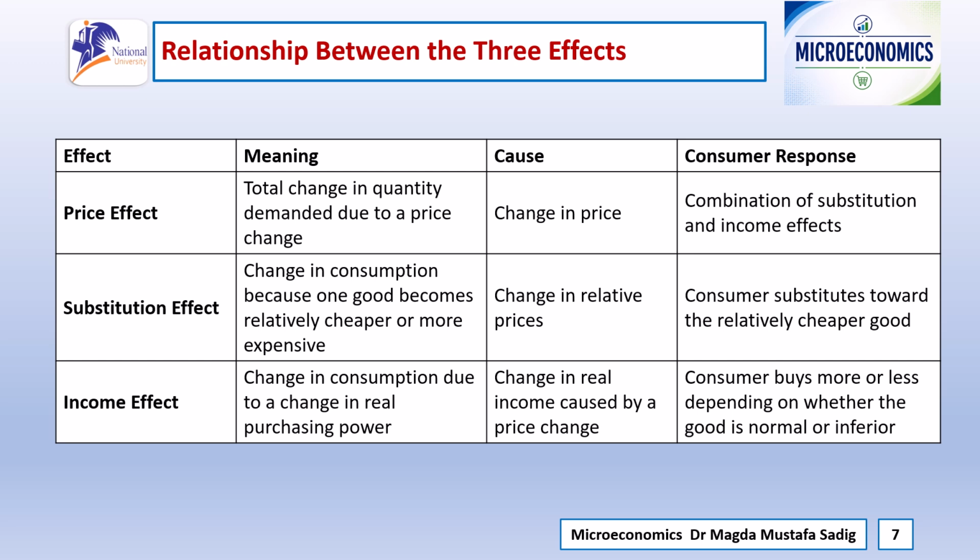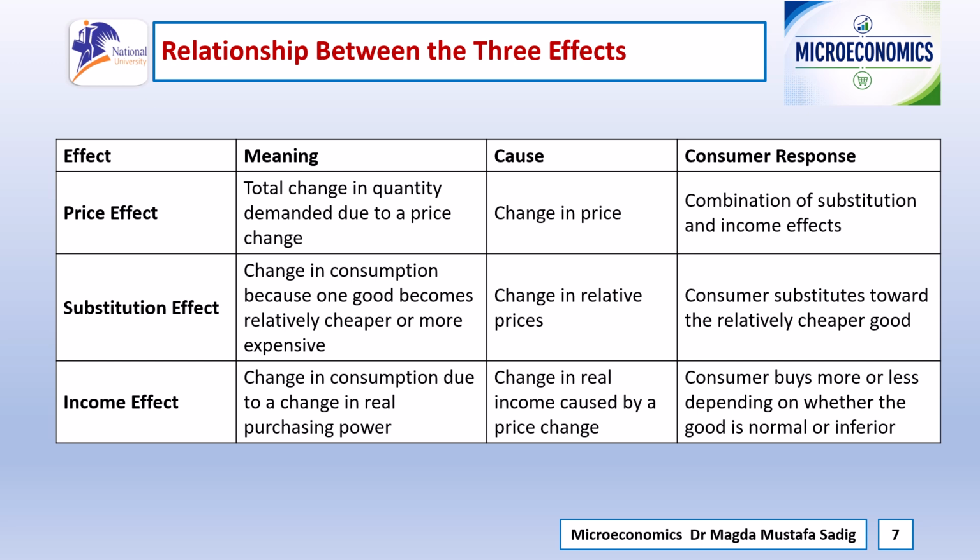Let us come to the relationship between the three effects. Let us compare the three concepts. The price effect is the overall change in quantity demanded, while the substitution effect occurs because one product becomes relatively cheaper or more expensive. The income effect occurs because purchasing power changes after the price changes.